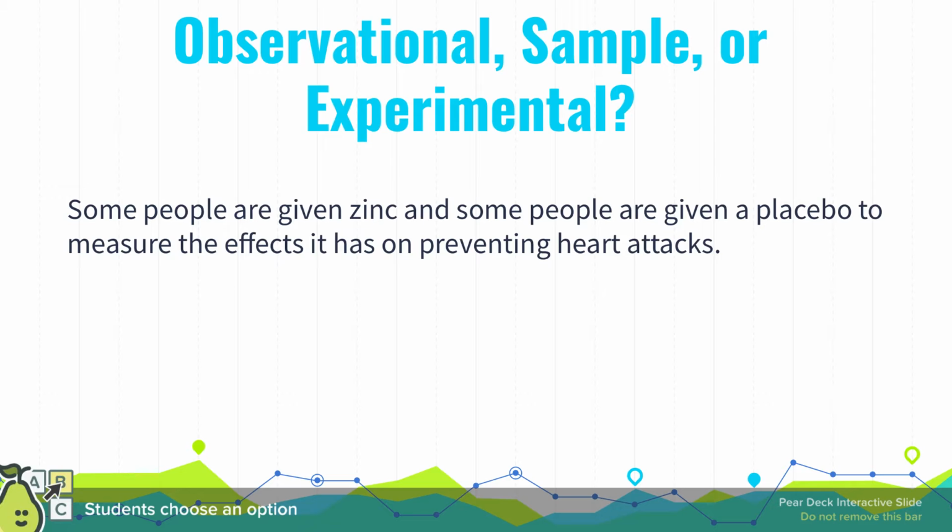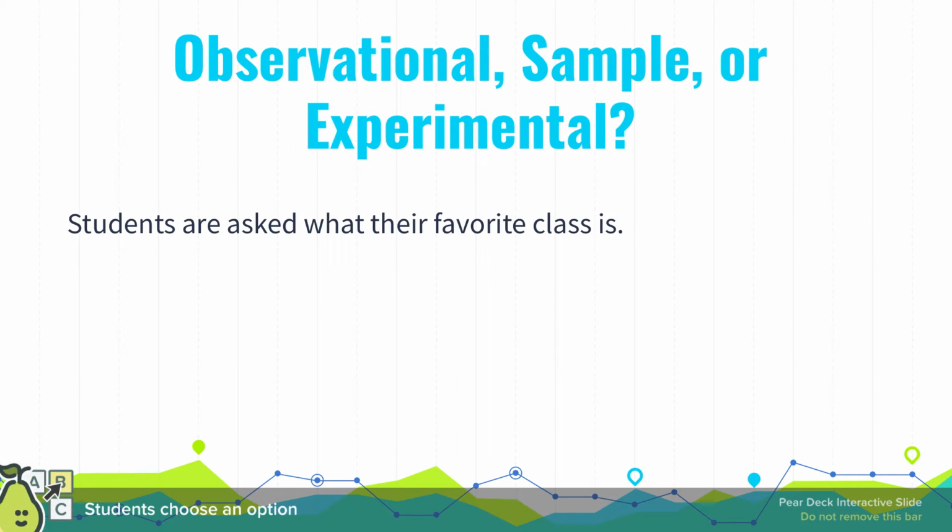In this next example, some people are given zinc and some people are given a placebo to measure the effects it has on preventing heart attacks. Because we have two different groups, this is considered experimental. Students are asked what their favorite class is. Since we're asking them a question and we're recording that data, this is considered a survey, or a sample survey. You can say either one.